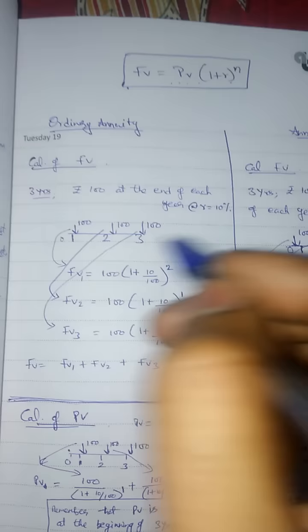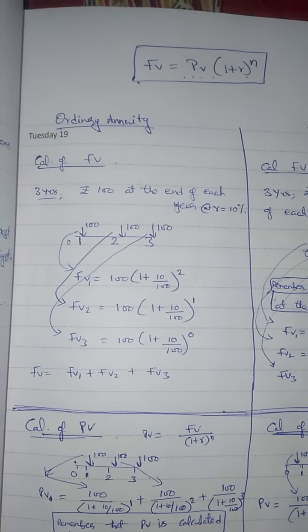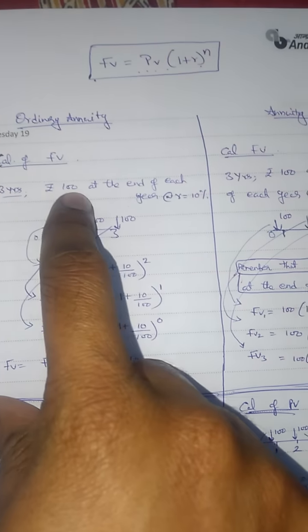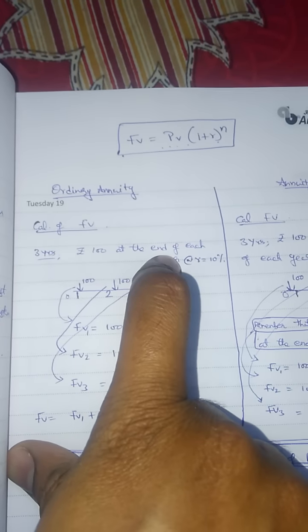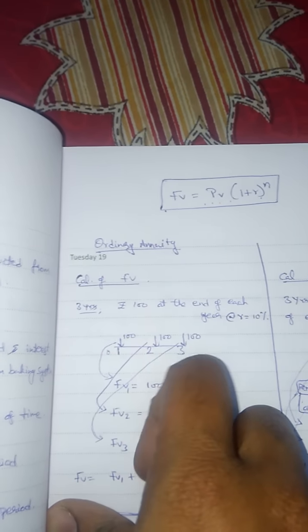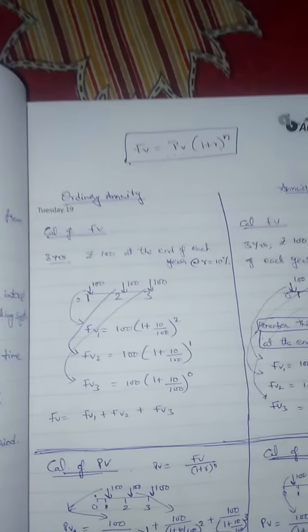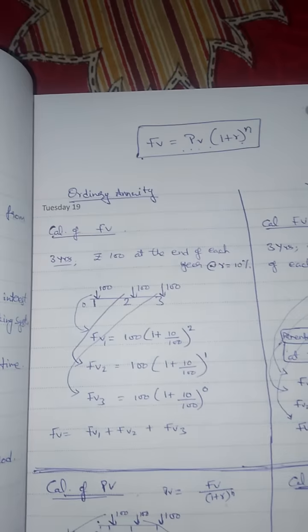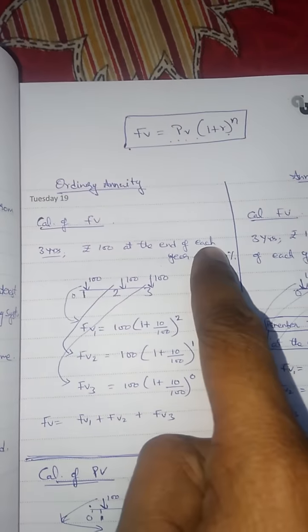Now, calculation of future value for an ordinary annuity. Ordinary annuity is nothing but payments being received at the end of each period. For our example, for a period of 3 years we receive rupees 100, so 100 will be received at the end of each year. The rate of interest proposed is 10%. Now we have to calculate the future value of these annuities. If I am receiving rupees 100 at the end of each year for 3 years, given the market rate at 10%, what will be the value of this series of cash flows after 3 years?